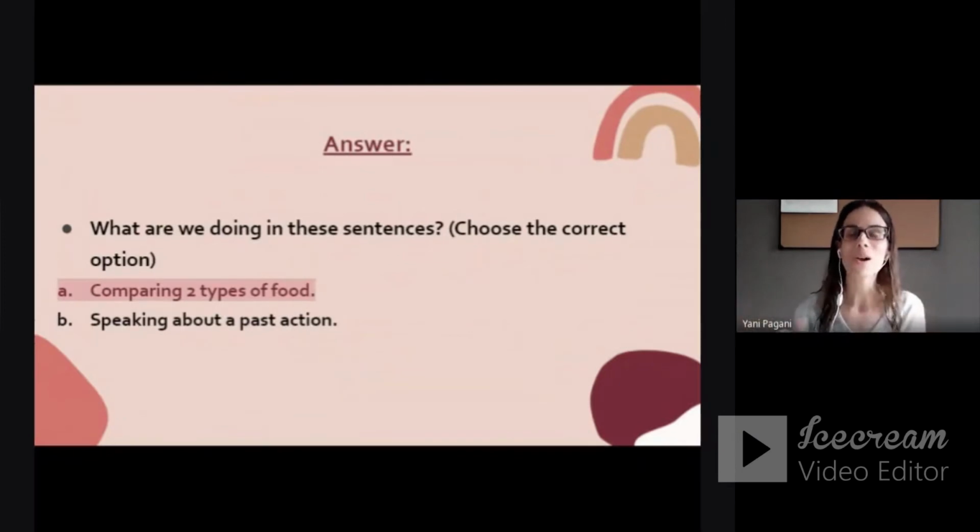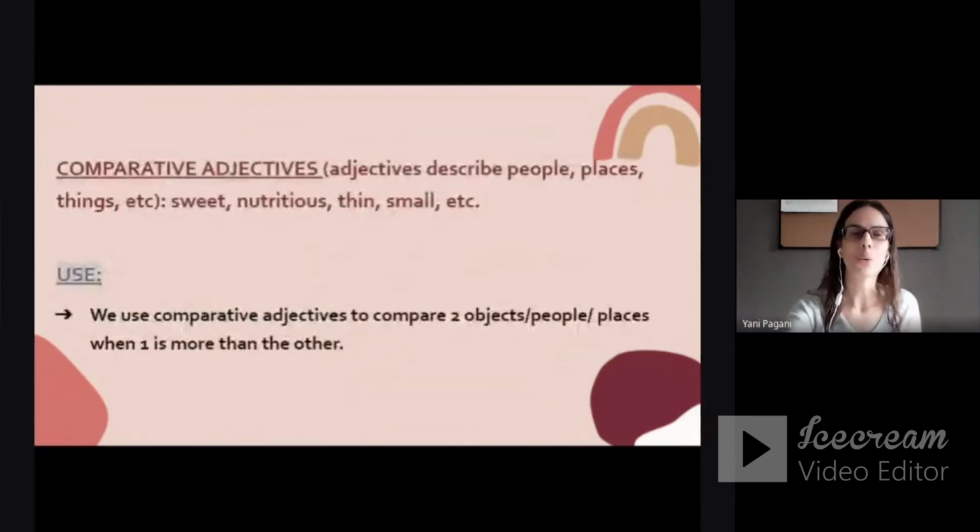Good. So, the answer, as you have probably thought, is that we are comparing two different types of food in each of these sentences. In one, we are comparing bananas and lemons, and in the other one, we are comparing an apple and a candy. So, let's see how we can do this, okay? Now that we have seen an example, let's analyze this.